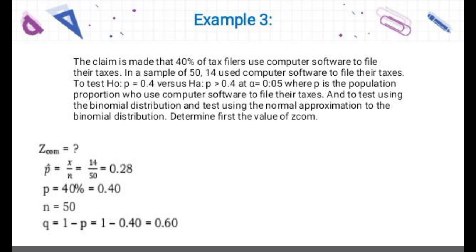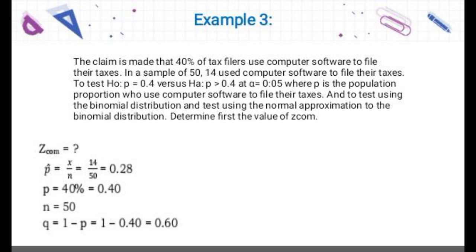Example number 3. The claim is made that 40% of taxpayers use computer software to file their taxes. In a sample of 50, 14 use computer software to file their taxes. To test H0: P is equal to 0.4 versus HA: P is greater than 0.4, at alpha is equal to 0.05, where P is the population proportion who use computer software to file their taxes, and to test using binomial distribution and test using the normal approximation to the binomial distribution. Determine first the value of Z-com.